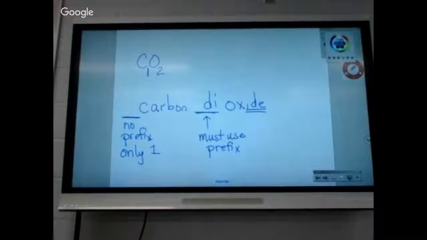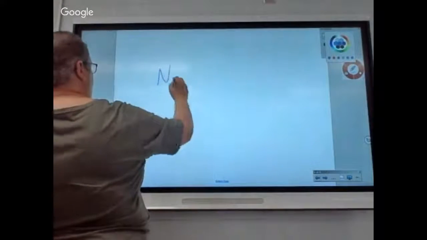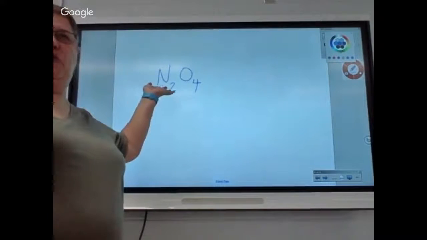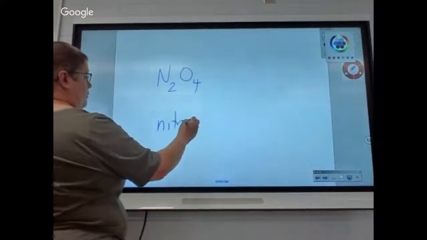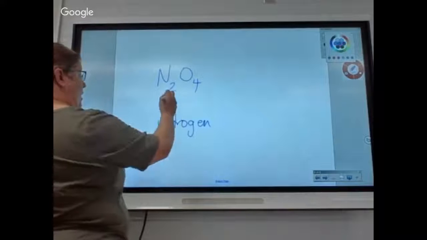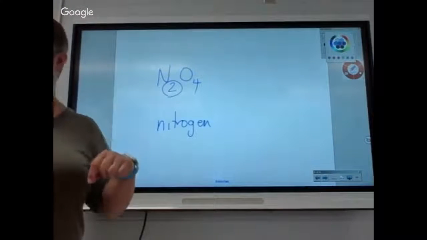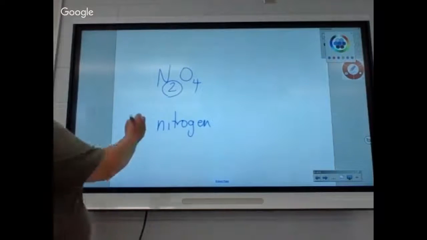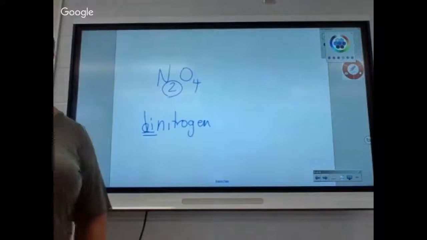Mm-hmm. Right. So if I do one that has a prefix on the front, okay. So let's say that we do N2O4. All right. So this time I have a number on that first element. So I write nitrogen, but this time, how many nitrogens do I have? 2. So this time I have to put a prefix on the first element because I have more than one. So what do I put on nitrogen? I write di-nitrogen because I need a prefix on the first one.